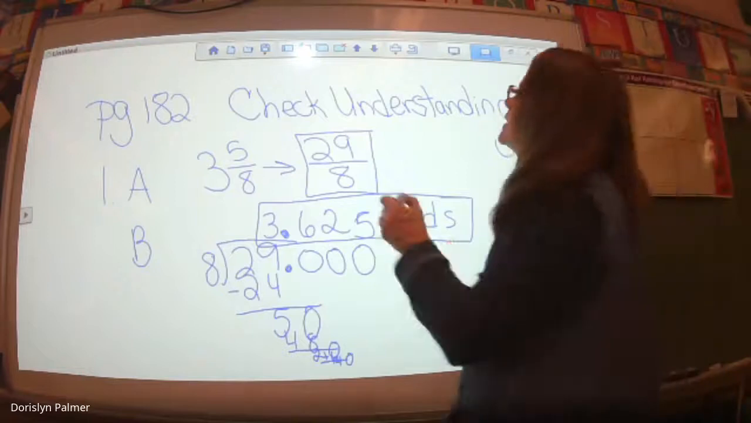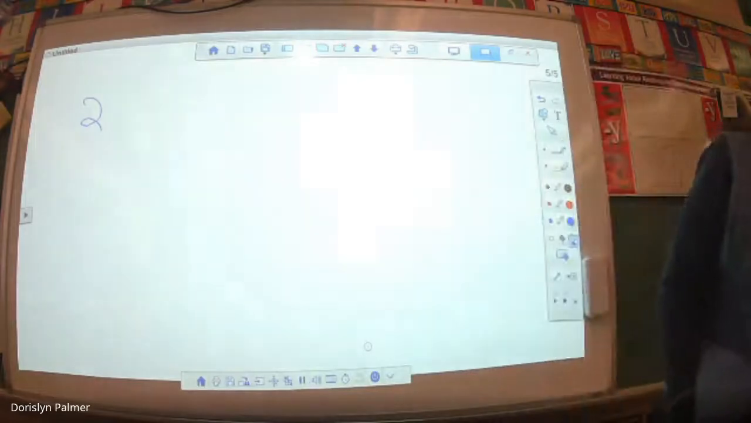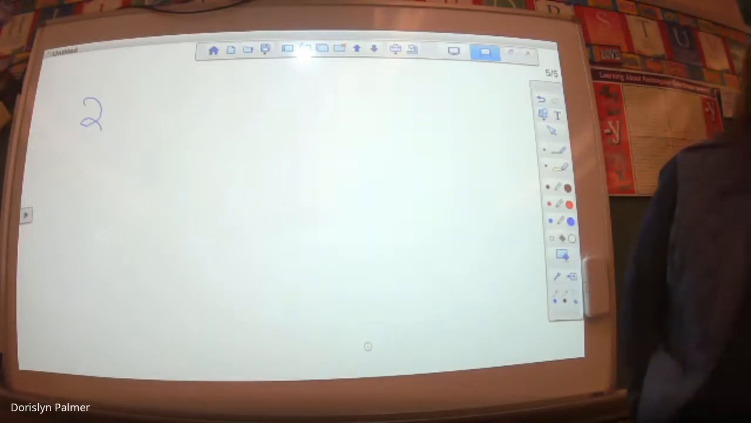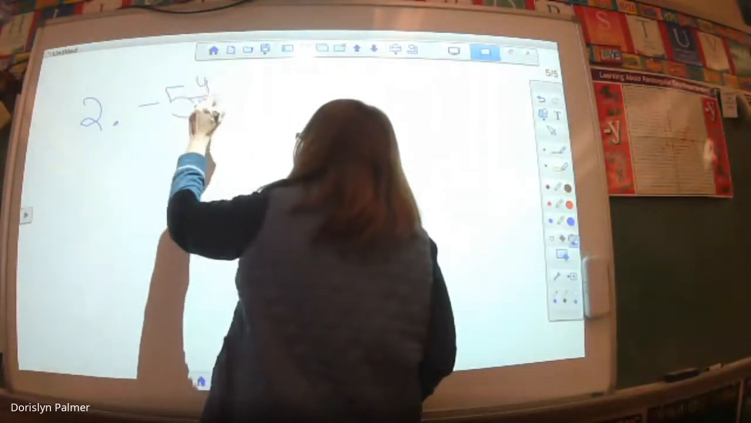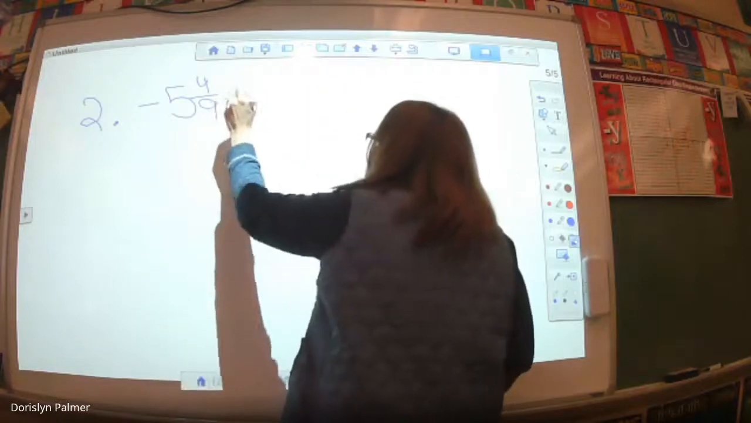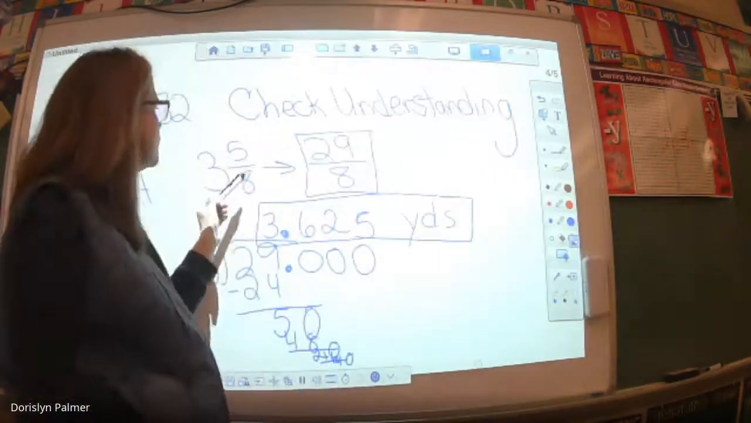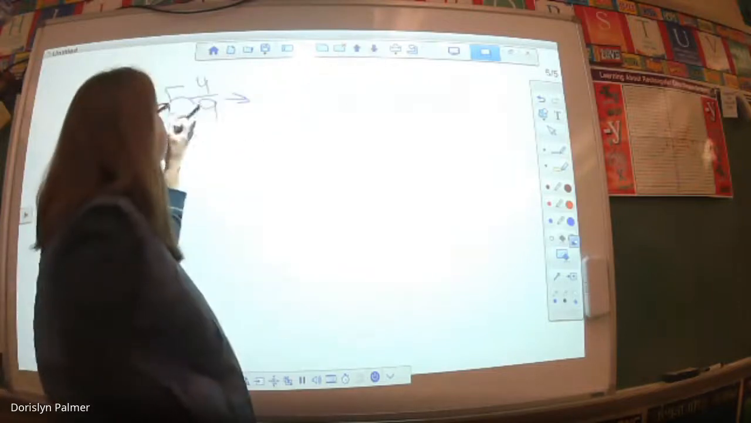All right. We're going to try number 2. Write the mixed number -5 4/9 as a fraction in 3 different ways, and then write it as a decimal number. Okay, so -5 4/9. Just write it as a rational number first. Go ahead and do that, and then I'll tell you what the 3 ways are. If you look at what we did for number 1, we said 8 times 3 is 24, plus 5 is 29 over 8. So you're doing the same thing with this.